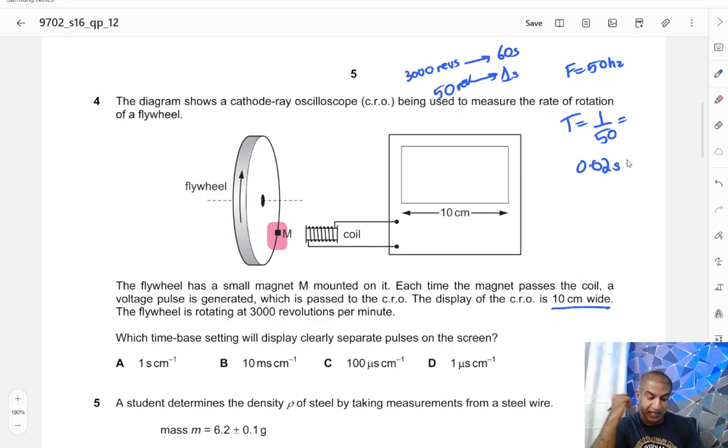Now let's just read this question and let's see what this question is all about. Which time base setting will display clearly the separate pulses on the screen? Okay.